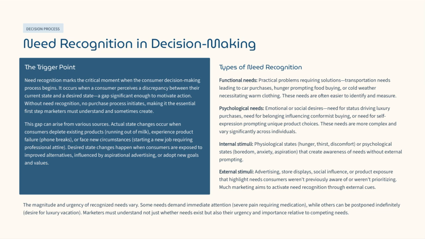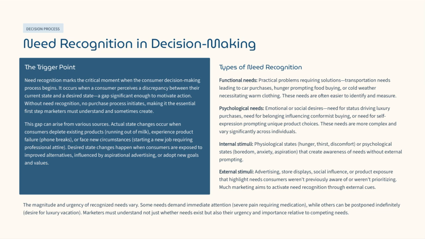External stimuli play a big role here. Things like advertising, store displays, social influence, or product exposure can highlight needs consumers weren't even aware of or weren't prioritizing before. A lot of marketing efforts aim to activate need recognition through these external cues. On the other hand, internal stimuli also create awareness of needs. These are physiological states like hunger, thirst, or discomfort, and psychological states such as boredom, anxiety, or aspiration. These internal cues often prompt needs without any external prompting.